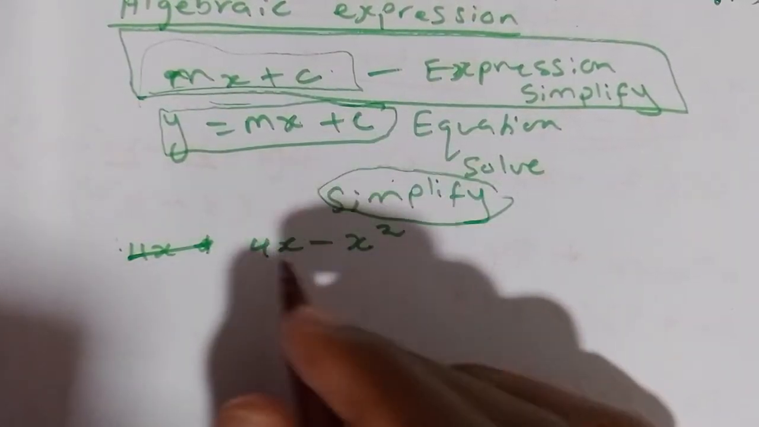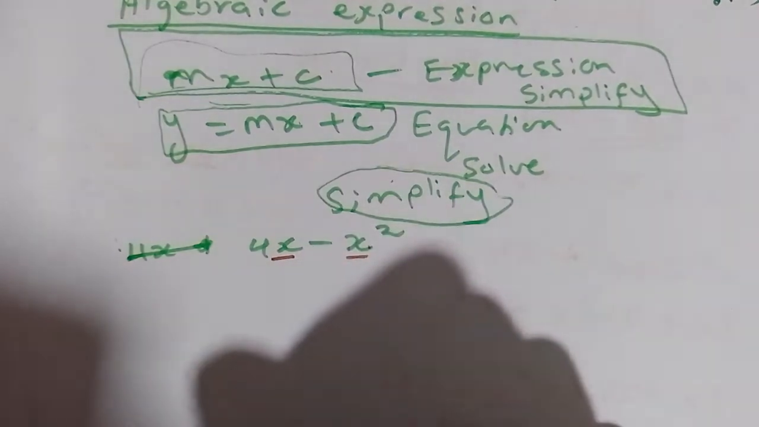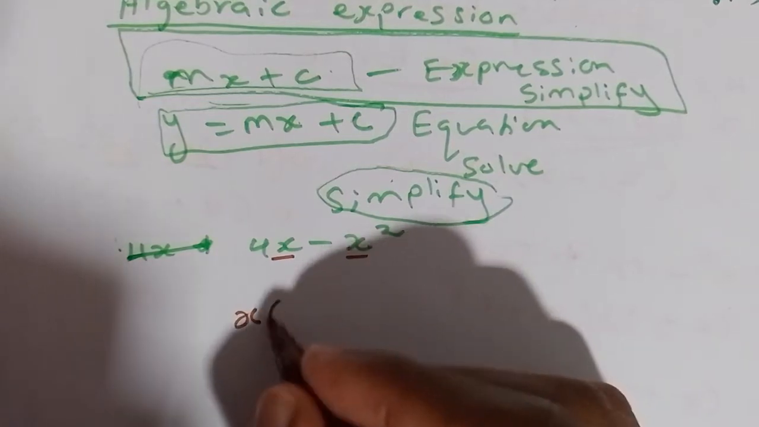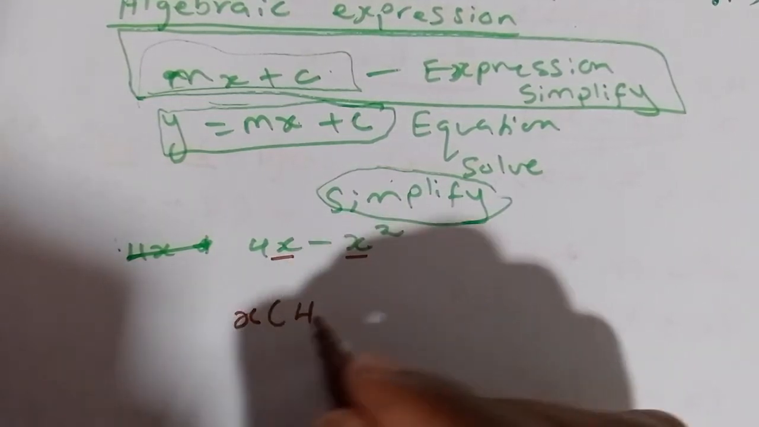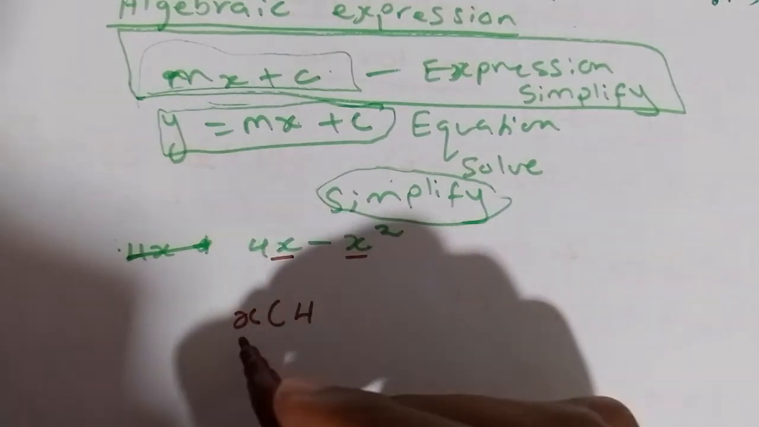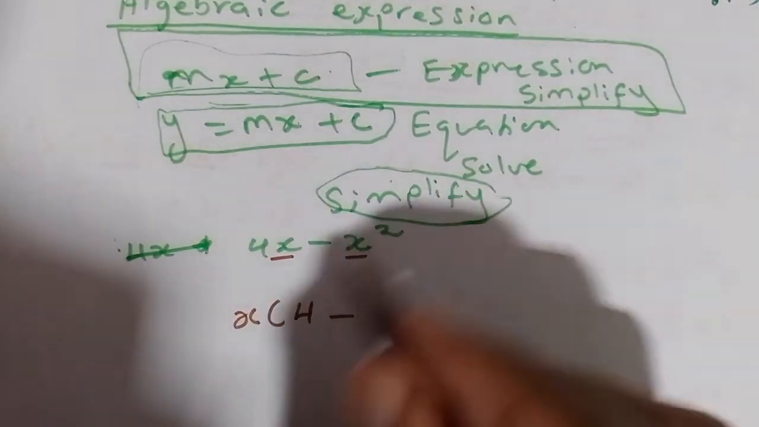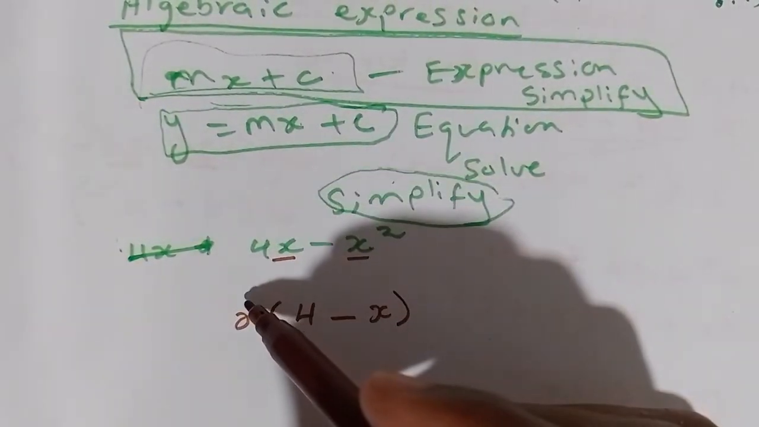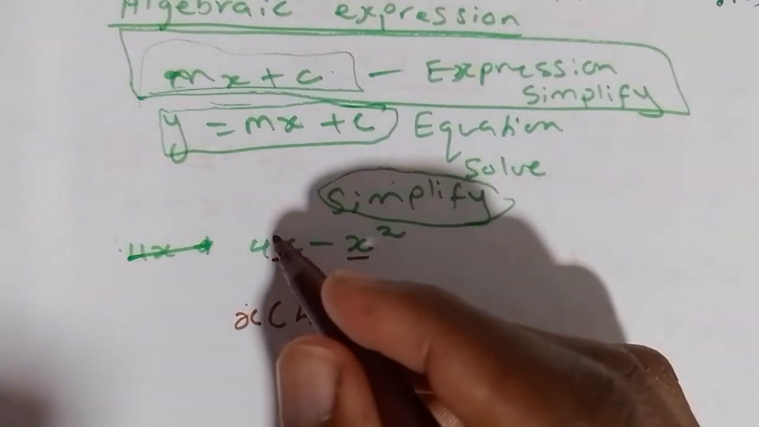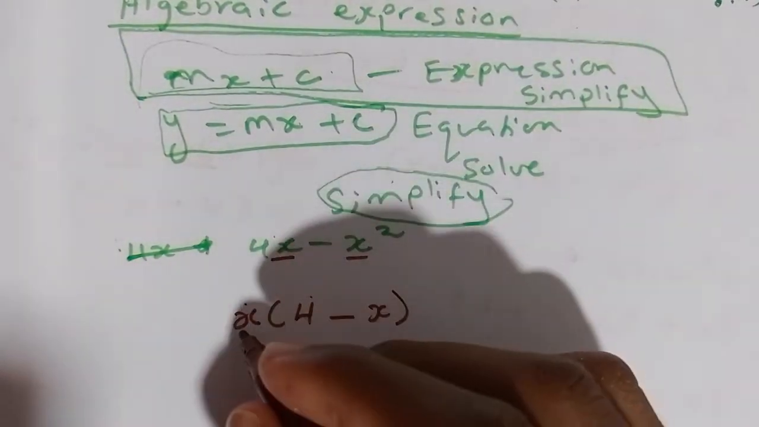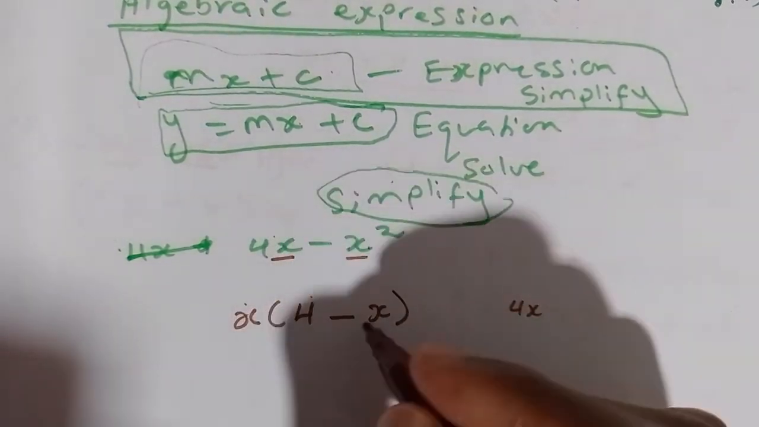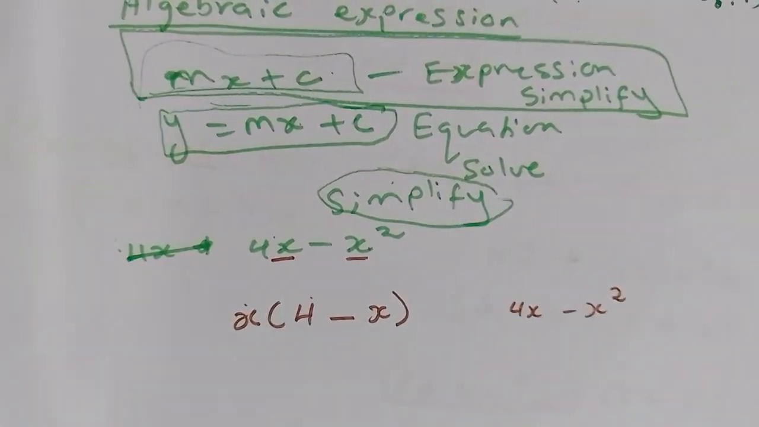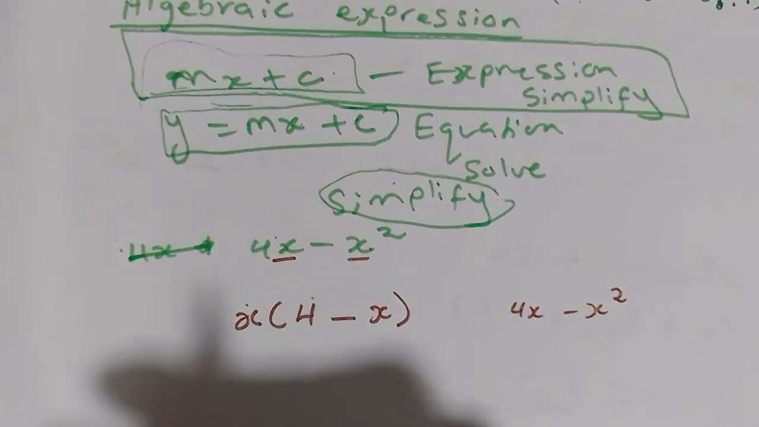We're given something like this. They say simplify. If you check, you have x squared. It means x is the common factor here. I'm taking x out, and I'm going to be left with 4, because 4x divided by x gives 4, minus x squared divided by x gives x. Remember, to take this back, I multiply: x multiplied by 4 gives me 4x, and x multiplied by negative x gives me negative x squared. There's the solution.